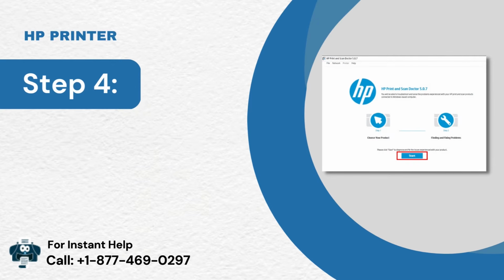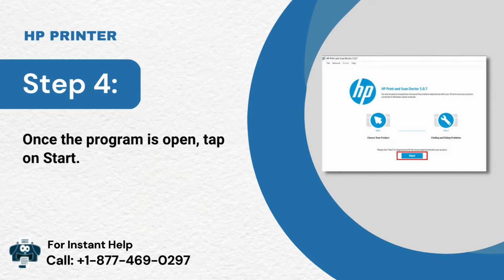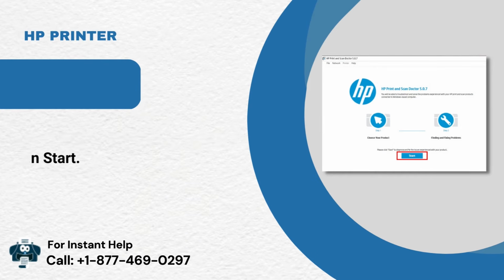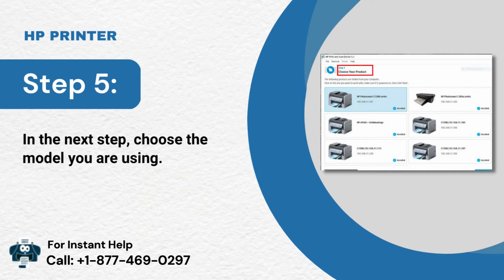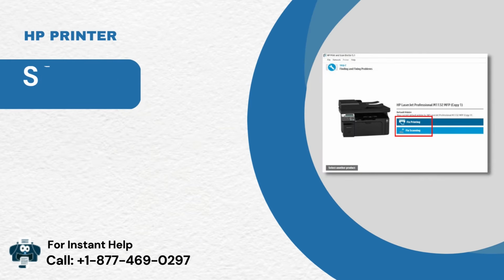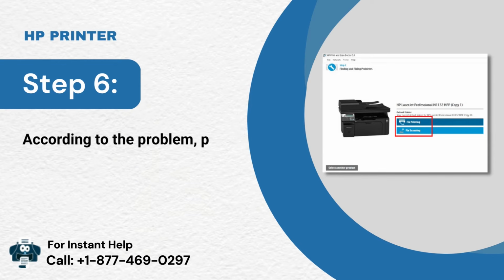Step 4. Once the program is open, tap on Start. Step 5. In the next step, choose the model you are using. Step 6. According to the problem, press Fix Printing or Fix Scanning.